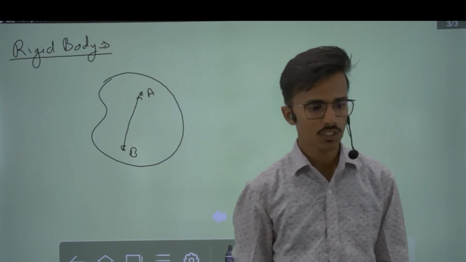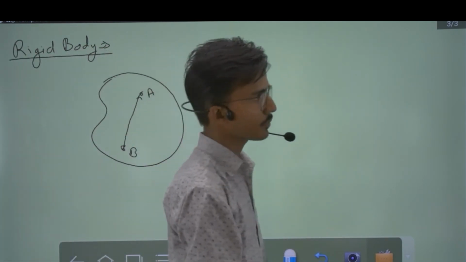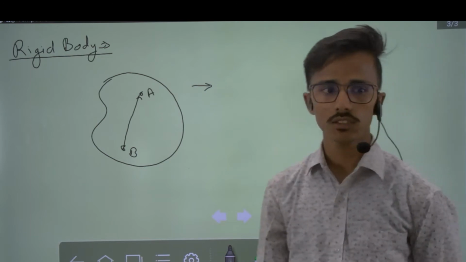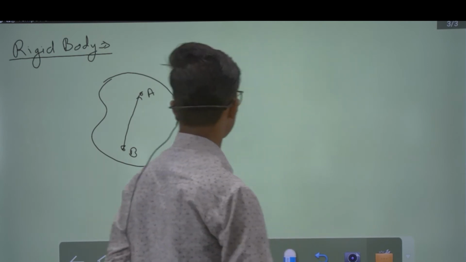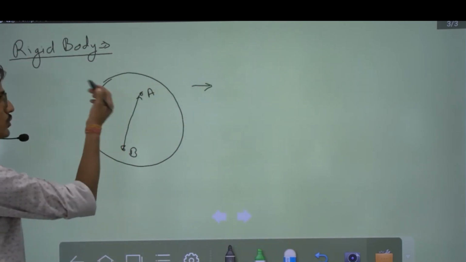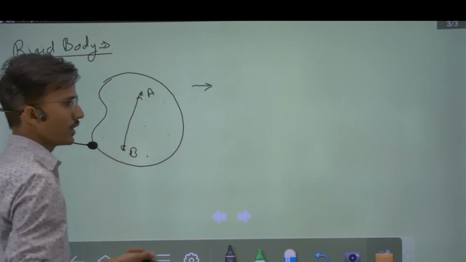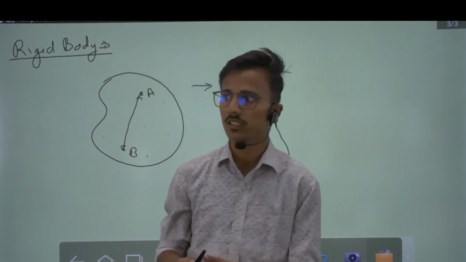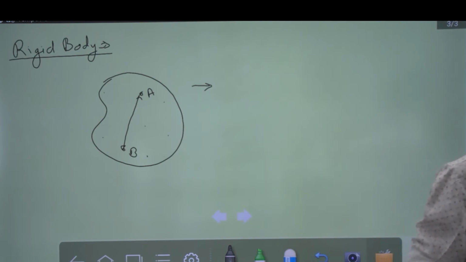The first property of rigid body, you can write, is that the distance between any two particles must not change. You can assume any of the particles, pick any two particles. If the distance between two particles is changing, then that body will not be a rigid body. So the first condition is that the distance between any two particles must not change.